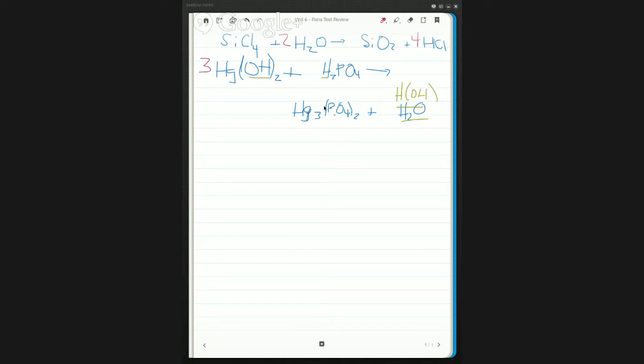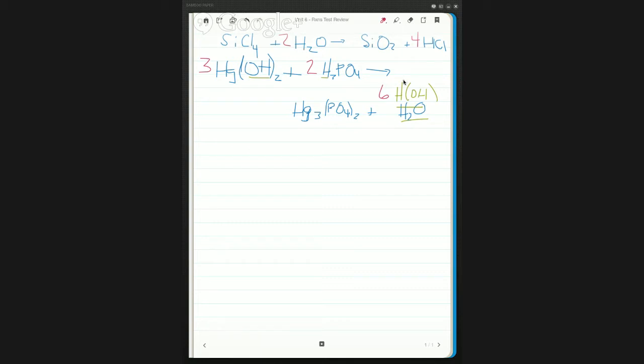Okay, those are balanced. I have 3 times 2 makes 6 OHs, and only have 1 OH here, so I can put a 6 out in front of that. I have 3 H's right here, and I have 6 H's there. That's going to be a problem. So I'm going to put a 2 out in front of this. That gives me 6 H's and 6 H's. And that gives me 2 of the PO4s and 2 of the PO4s. Just to double check, 3 Hgs, 3 Hgs, 6 OHs, 6 OHs, 6 H's, 6 H's, 2 PO4s, 2 PO4s. So we're good. So that encompasses most everything you need to know about that.